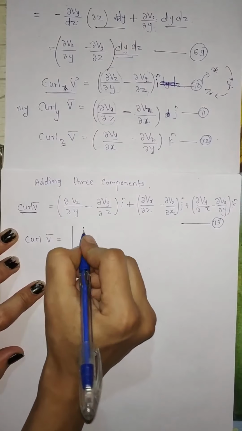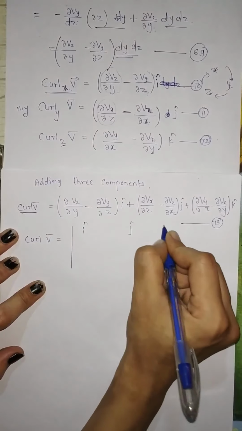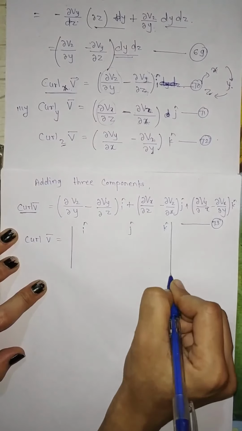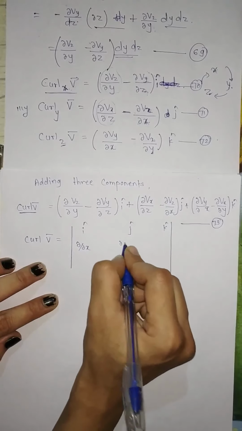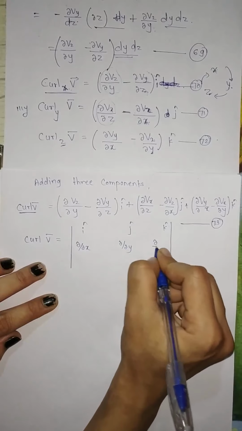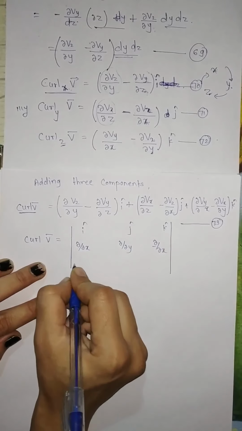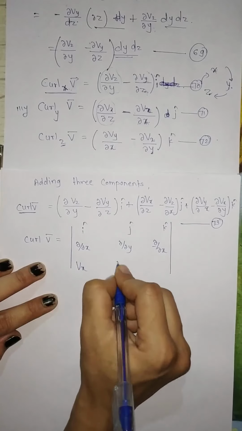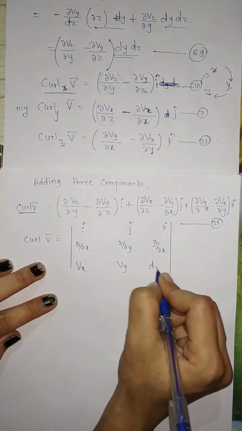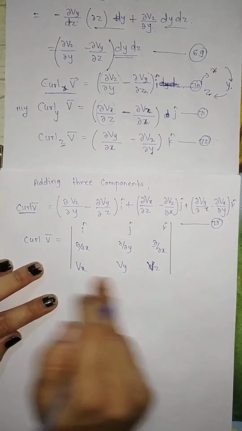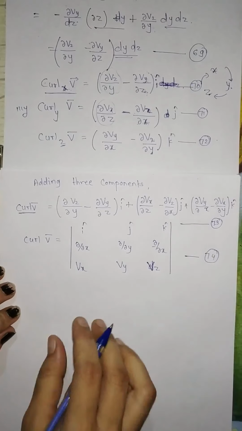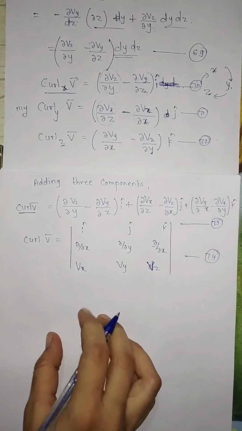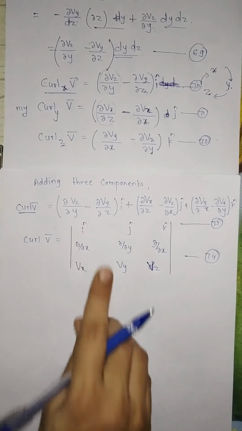a determinant, this you know, that is i, j and k. So this will be the determinant of ∂/∂x, ∂/∂y and ∂/∂z, and the second vector is v_x, v_y and v_z. So this we have already discussed. Let's say equation 74. So this is all about the curl in the determinant form and in the equation form as well.